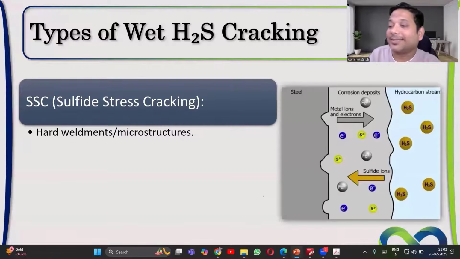So let us try to understand how does it happen. There is H2S present in the environment. When it gets in contact with H2O, it becomes wet, and it gets disassociated into hydrogen ions and sulfide ions. When it gets disassociated, the hydrogen gets absorbed in the metal. You can see the positive ions go and get embedded into the material.